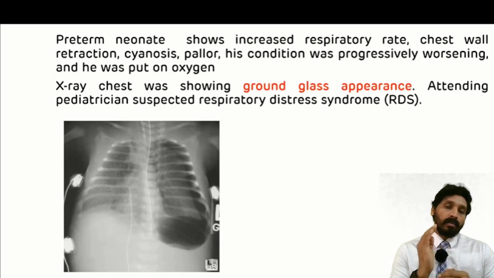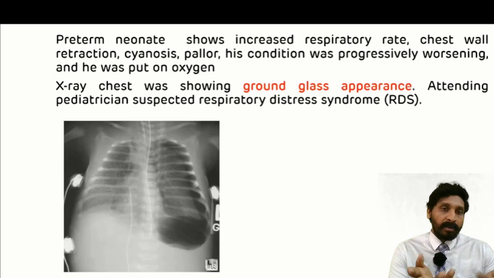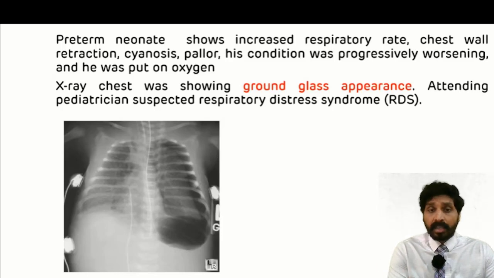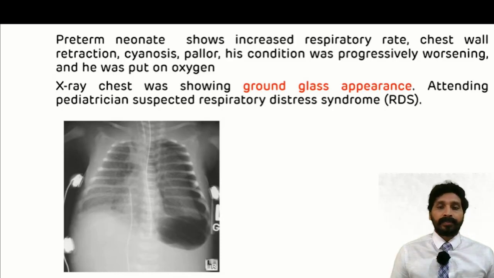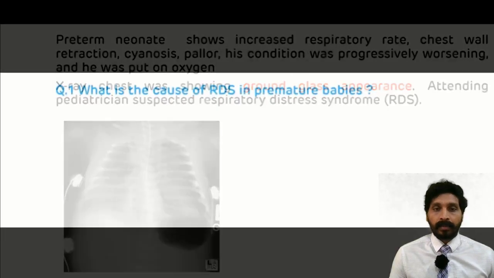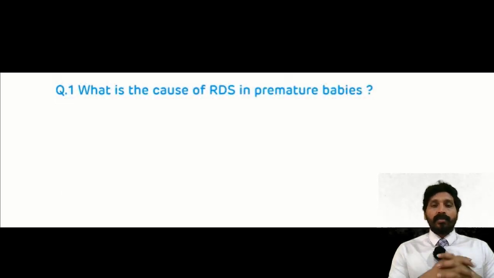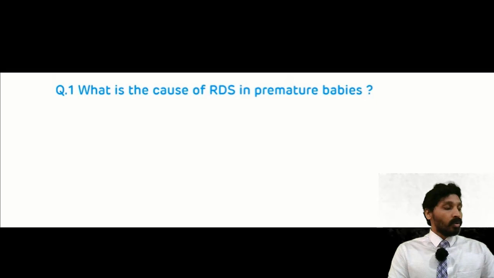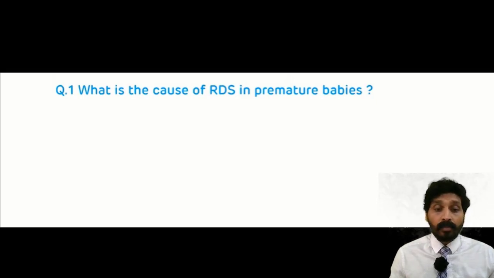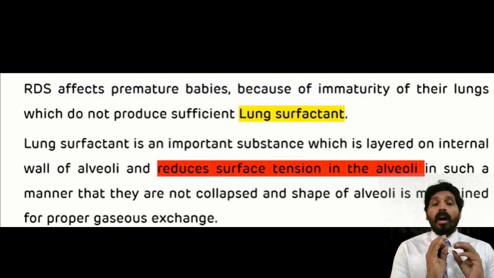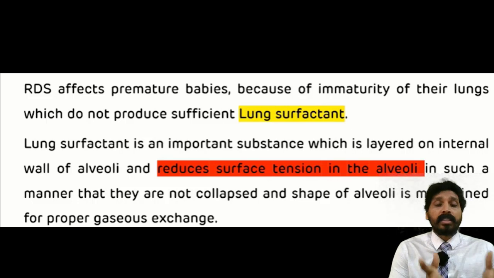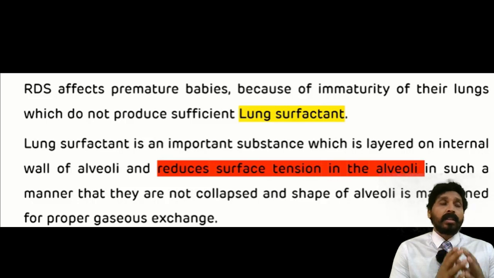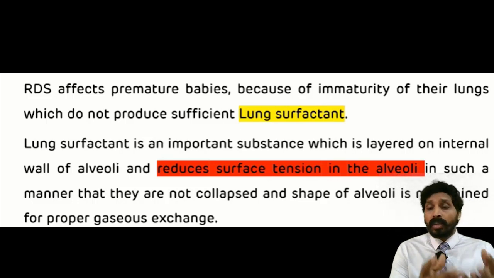So first of all, there might be one or two questions, or so many questions can be asked based on this case scenario. So we'll see the possible questions. What is the cause of RDS in premature babies? Respiratory distress syndrome mainly affects premature babies. Premature babies means their body functioning is not fully developed.